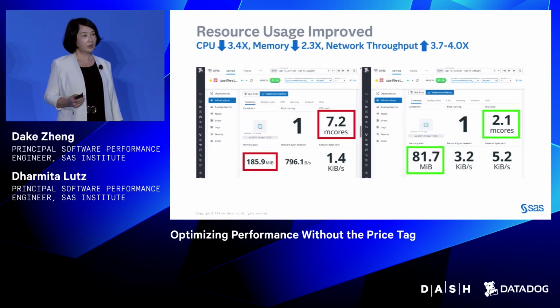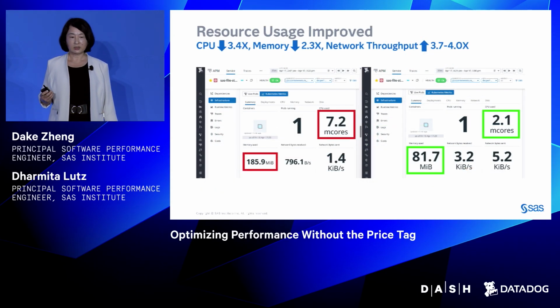Beyond just speed, the resource usage of this service was significantly improved. CPU usage dropped from 7.2 to 2.1 millicores. That's a reduction of 3.4 times. Memory footprint shrank more than 100 megabytes. That's 2.3 times saving. Meanwhile, network throughput greatly increased, suggesting more efficient processing.